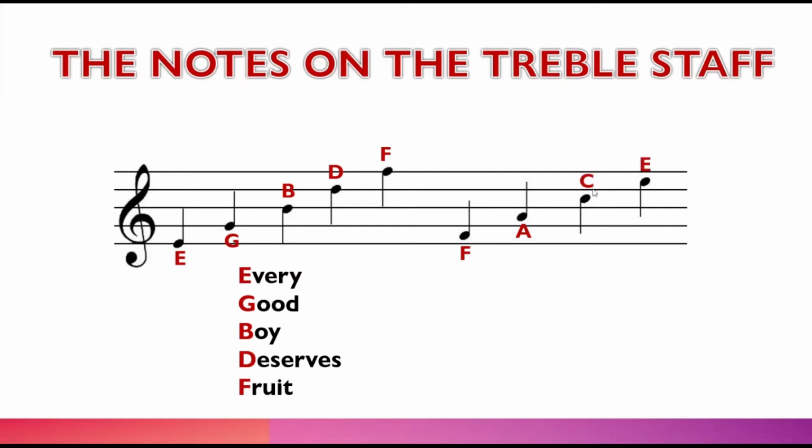So F-A-C-E. And this is probably the shortest acronym that you can have and the easiest because it forms straight away the word face. All right? So easy to remember. No gimmicks there. And very, very simple. So the notes on the lines are E, G, B, D, F. Every good boy deserves fruit. And the notes in the spaces, F-A-C-E, or face.